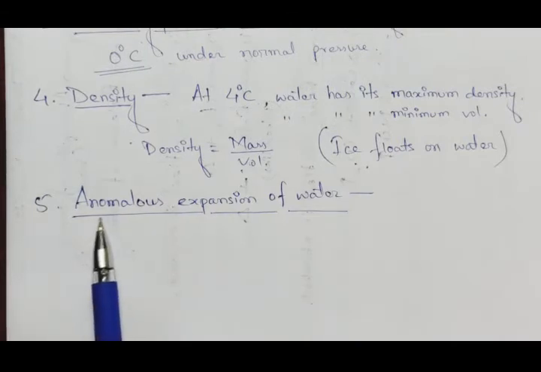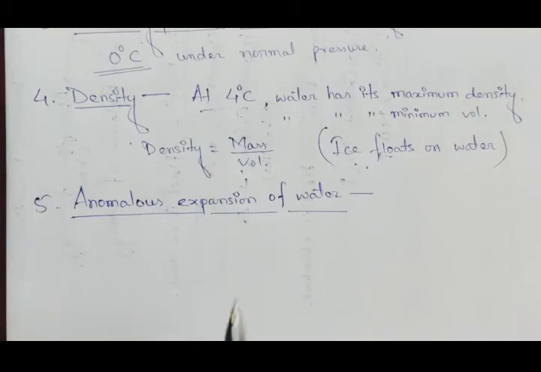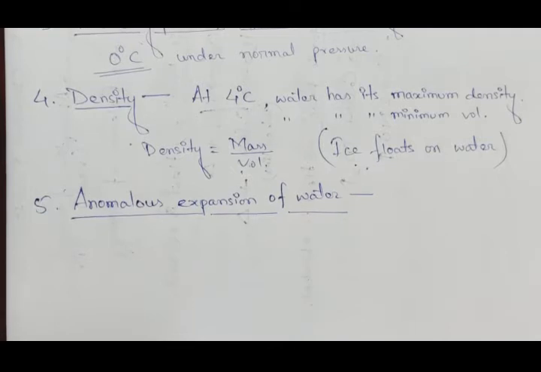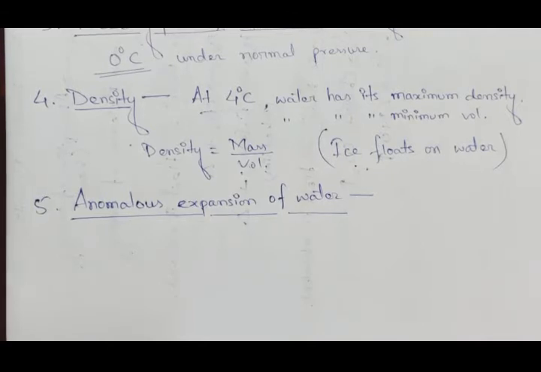The next property is the anomalous expansion of water, which depends on this phenomenon. Okay, what is this anomalous nature? That is the unusual property. See, as other liquids do, water also does the same thing. That is, on cooling, first it contracts, which means its volume decreases. So on cooling, initially the volume of water decreases, and then below 4 degrees Celsius it starts expanding.